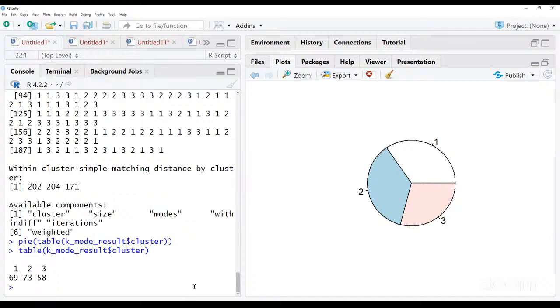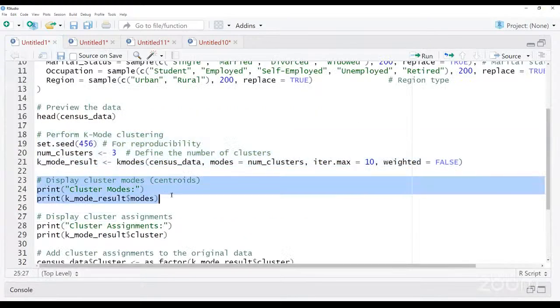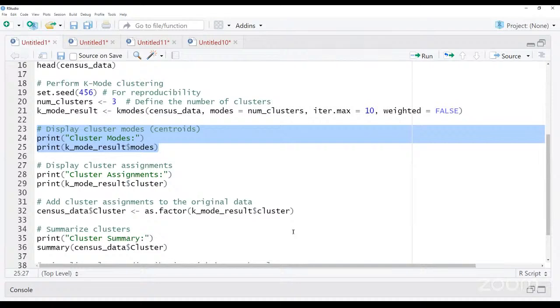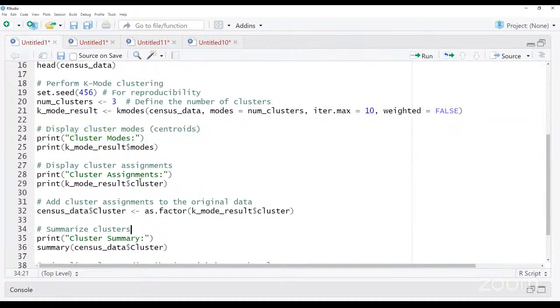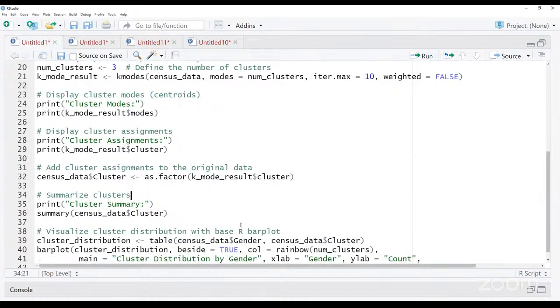Okay, what is the next one in your script? That is the print cluster assignments. Print K modes dollar cluster. Next is census data dollar cluster as factor. Then summarize: summary census data at cluster. After that, data visualization.